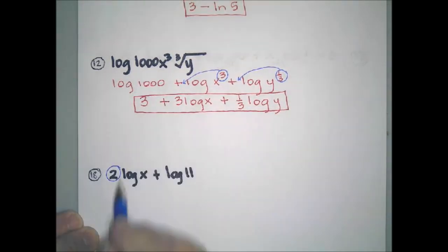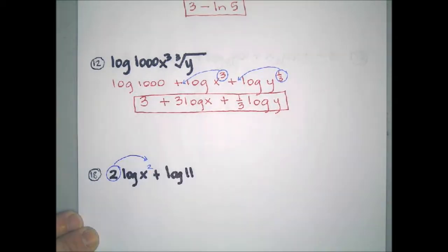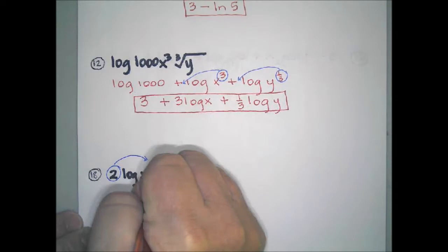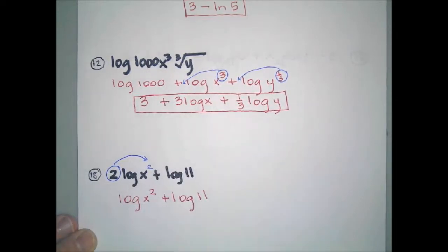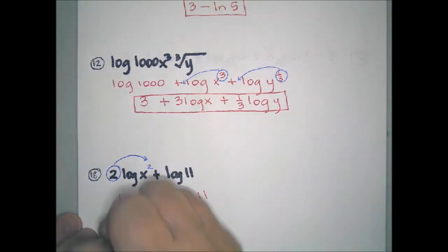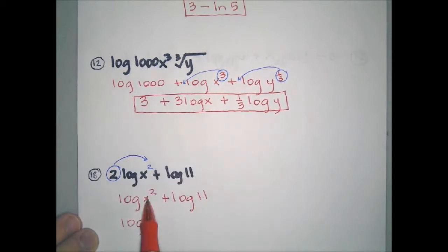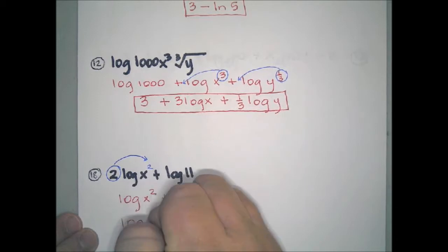I need to move that 2 back to its original place. So this would be the log of x squared plus the log of 11. Now I've got double log addition, which can be re-expressed as a single log as long as I multiply these two terms right here. So x squared times 11 is simply 11x squared.